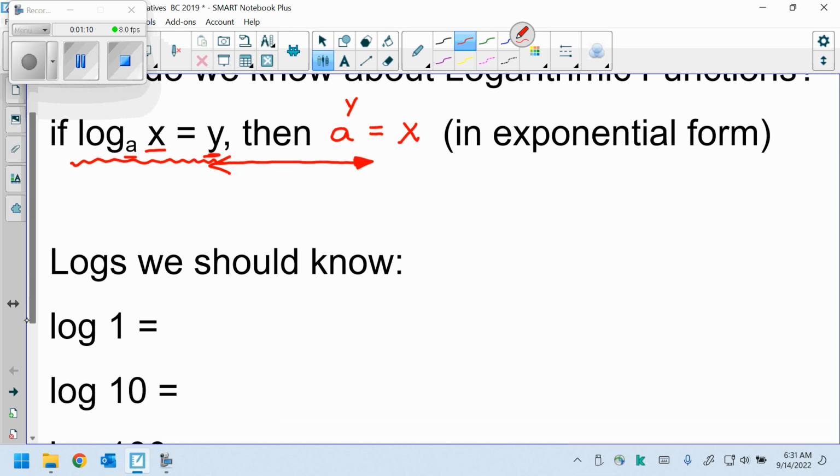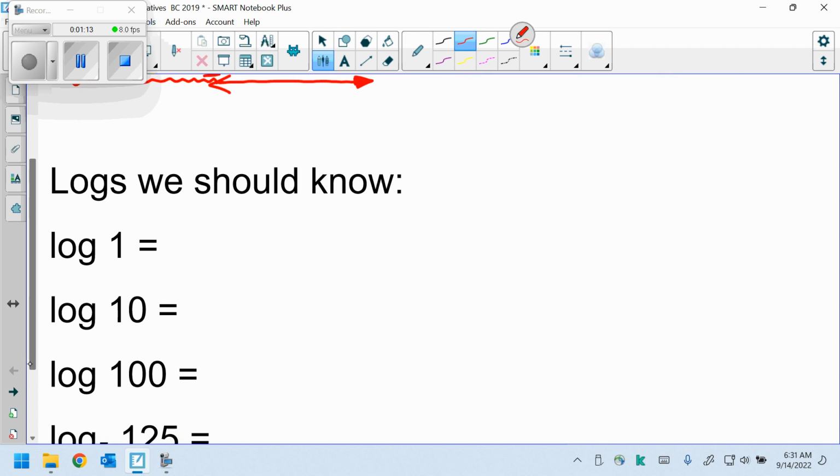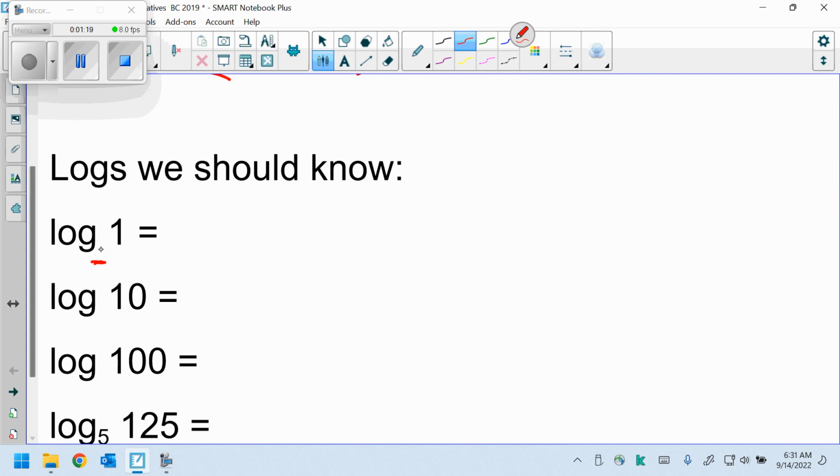Now, some logs we should know. And when there's no base mentioned here, like up here there was a base of a, but down here there's no base. The base is always 10 when no base is mentioned. So 10 to the what is equal to 1? Well, that's going to have to be 0. And 10 to the what is going to be equal to 10. And so that's why our answer would be a 1. So basically what we're looking for is the exponent on the 10 that gives us this number.